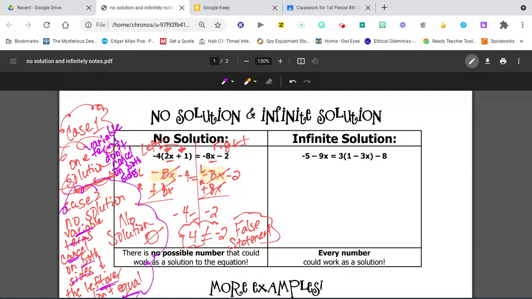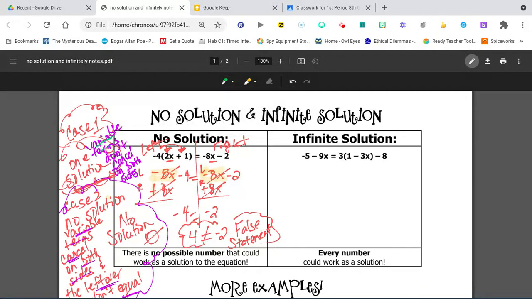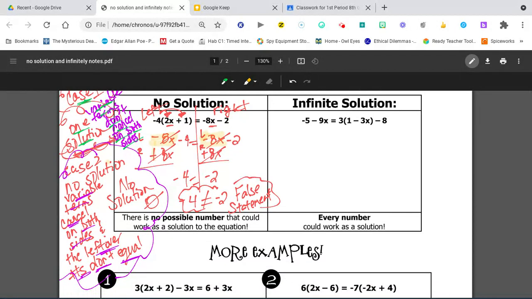So for case 1, again, your variable terms don't cancel on both sides. You're going to have a variable term left. You can get rid of it from one side, but you won't be able to get rid of it from the other side. Basically, you're going to end up with a two-step or a one-step equation in order for case 1 to happen, for you to have one solution.